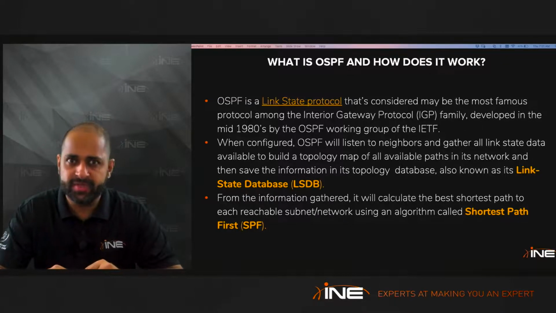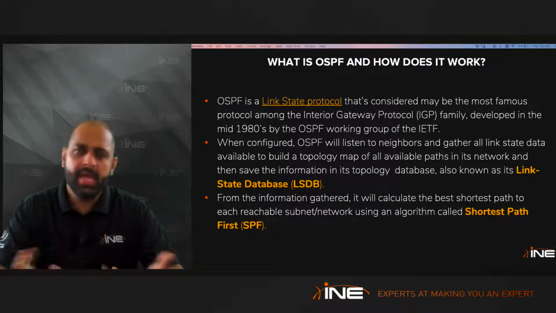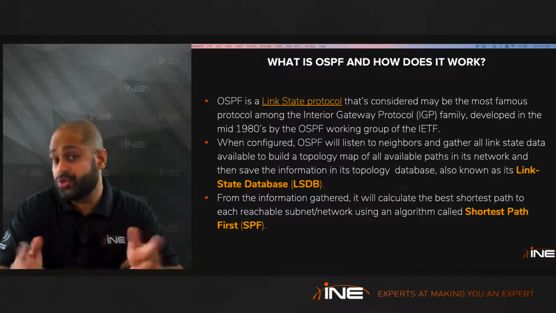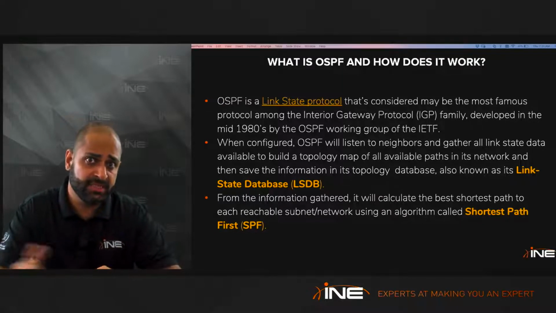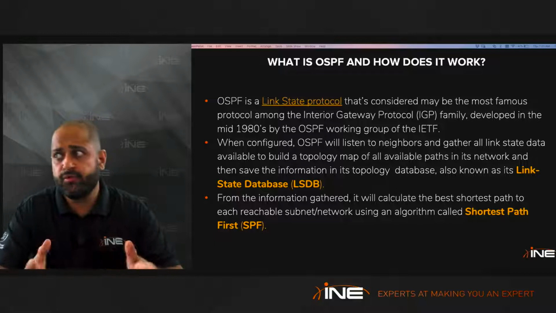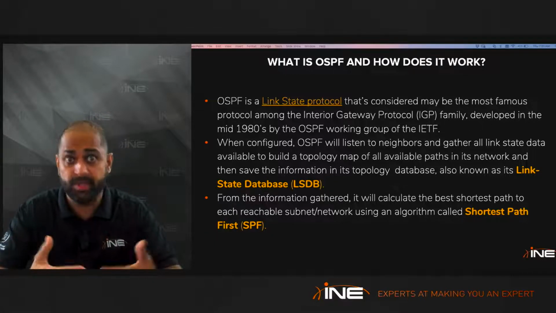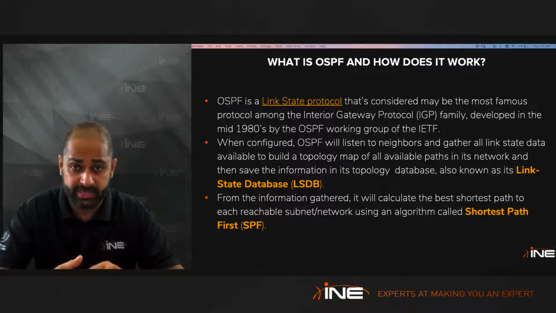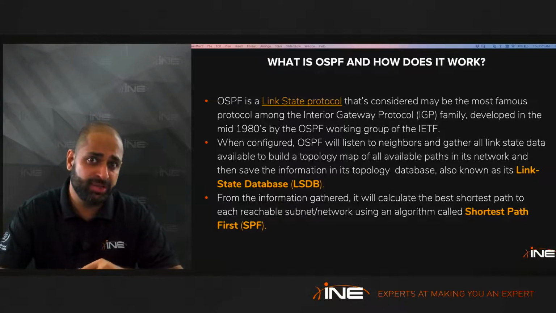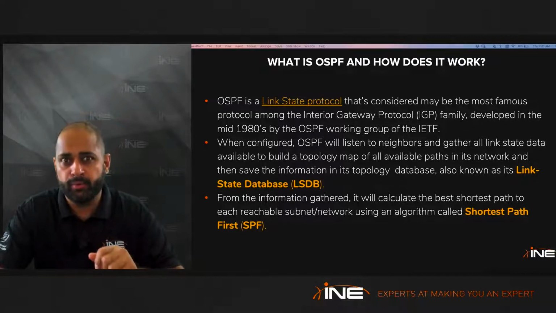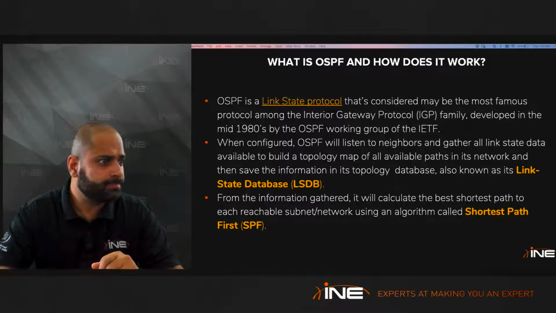The default reference bandwidth is 100 meg. It can be adjusted, or in fact you should adjust that in case you have faster links, because OSPF treats a FastEthernet and a gig port as the same, because the reference bandwidth by default is 100 meg. So you should change your reference bandwidth to incorporate faster links.